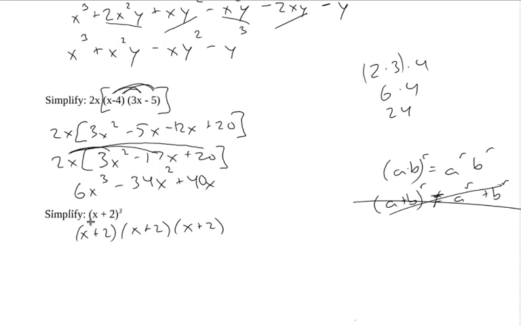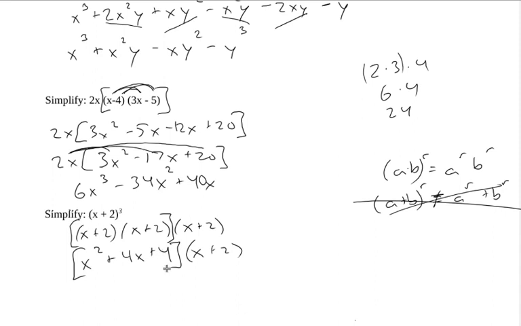Alright, so what I can do, though, is I recognize if I take two of these, that is a sum squared. So I can go ahead and apply my special product here. This would be x squared plus 4x plus 4. So it's the first term squared plus 2 times the product of the two terms, so 2 times x times 2, which is 4x, plus the second term squared.